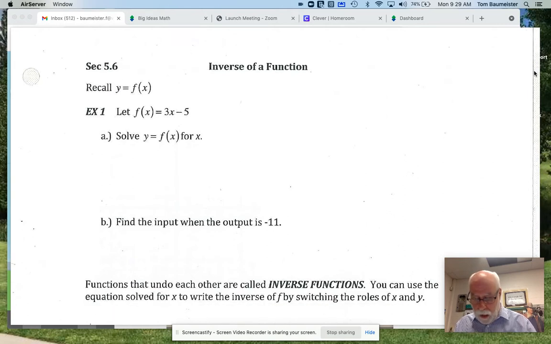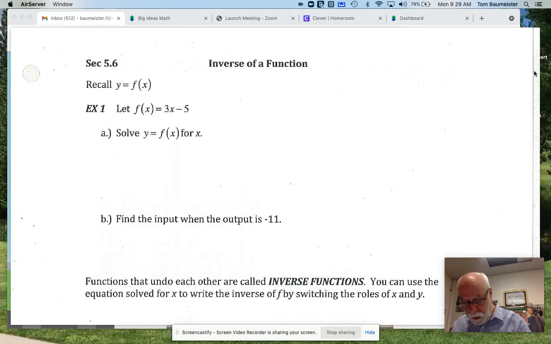And solve y equals f of x for x. So what we're saying then is y is equal to 3x minus 5, all right? So now we're going to solve it for this x. So we're going to undo everything and move it over to the y so we get the x by itself. So remember, first thing we're going to do there is add 5. So we'll get y plus 5 is equal to 3x.